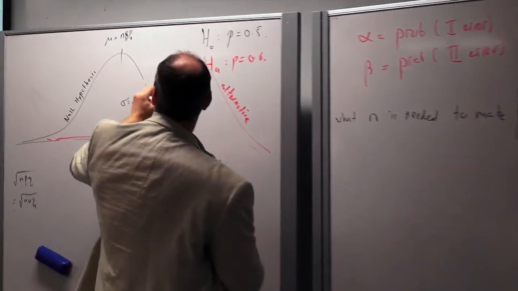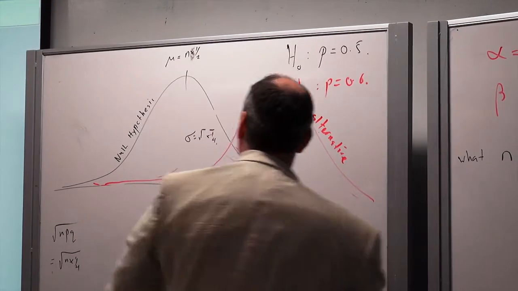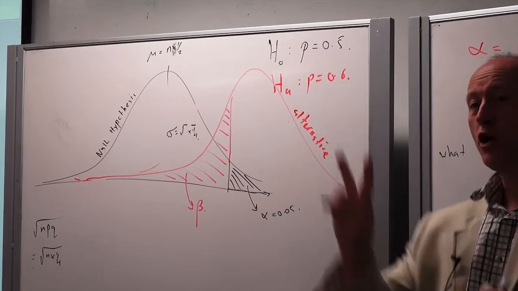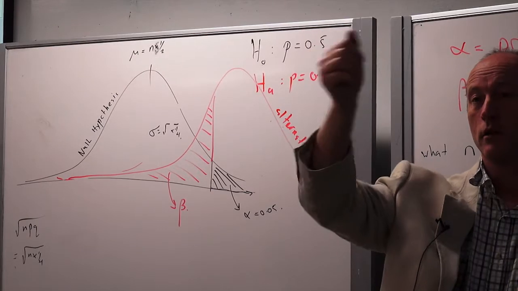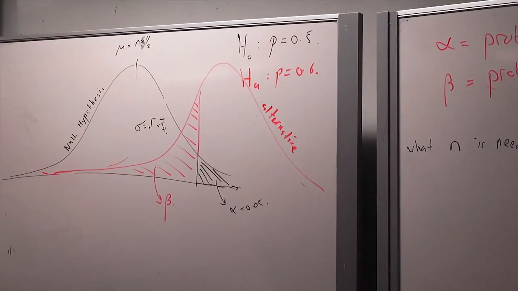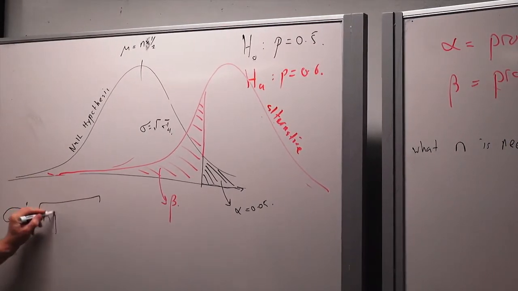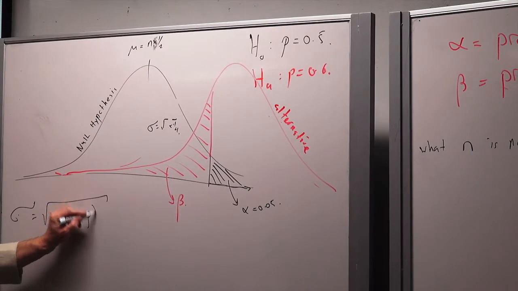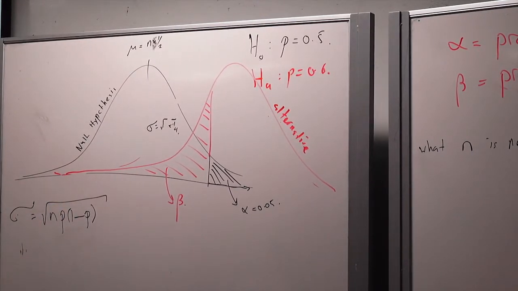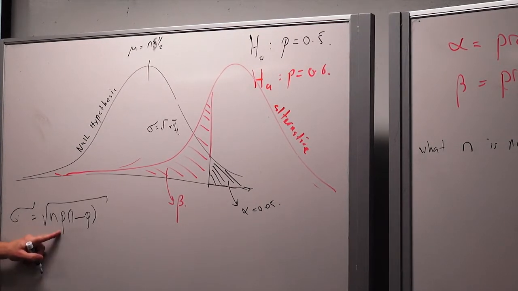And so here we can see this region here is beta. So we've got two types of, sorry, I'm sorry, it's the standard deviation. Let me write it out. The standard deviation is the square root of n p (1 minus p). Sometimes I write q for 1 minus p. But of course we've got two different standard deviations, because if the null is true, you put p equals 0.5 into there, and if the alternative is true, it's 0.6.